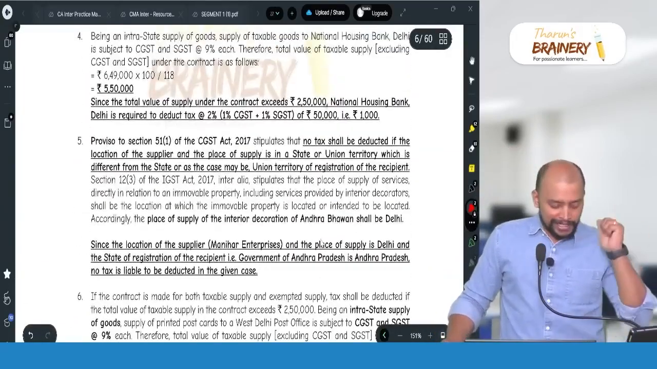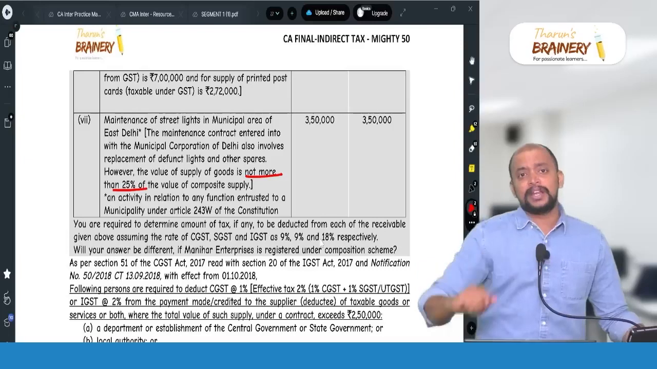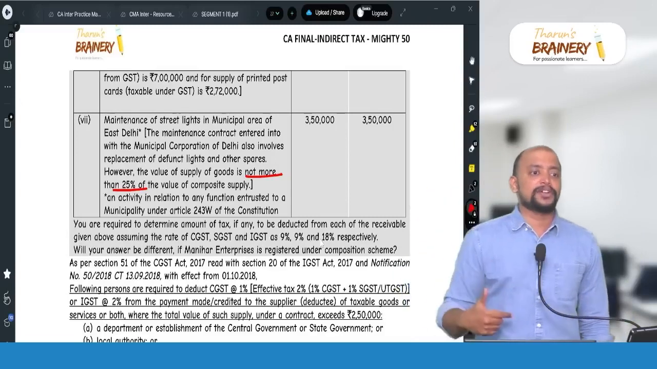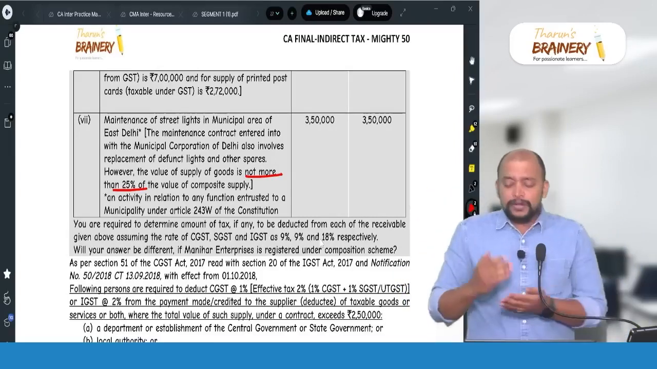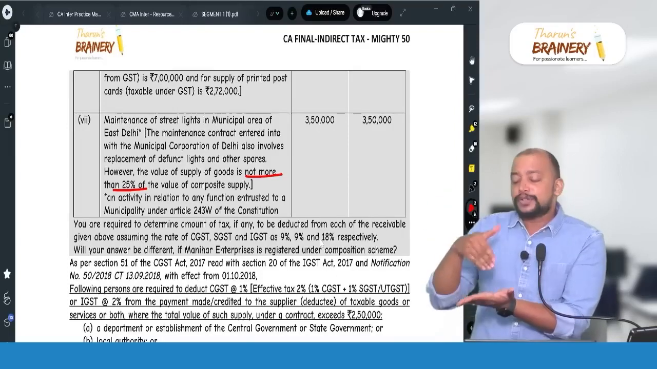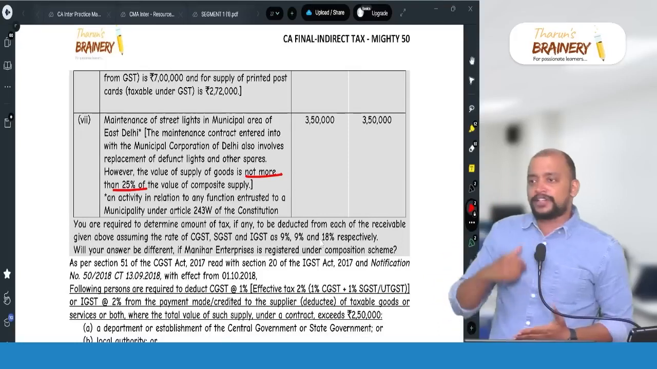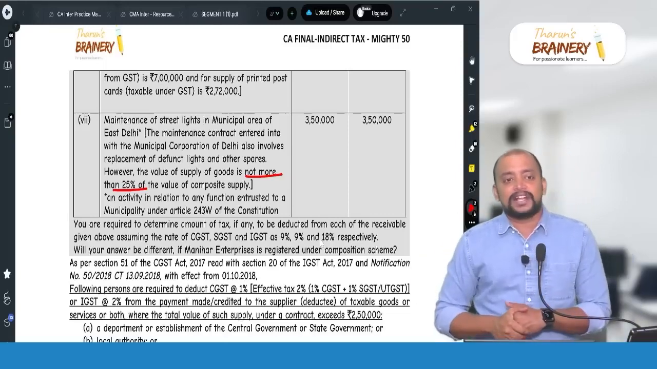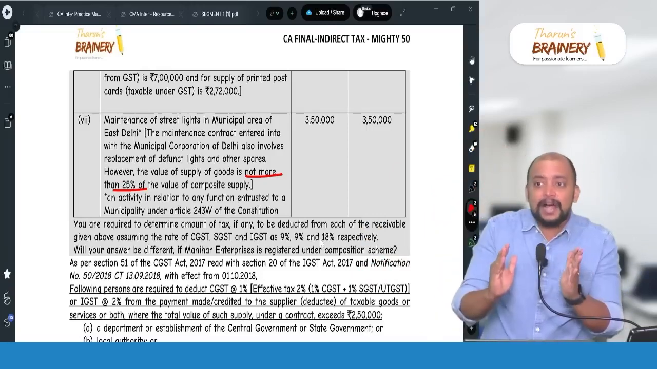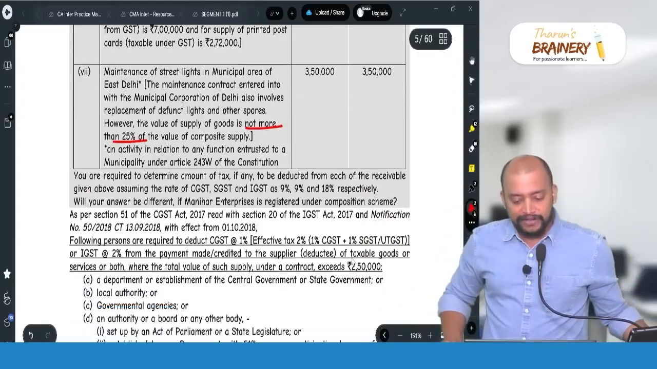And there is one point here. This particular service provided to government is exempted, but services provided to a government entity or government authority are not exempted, because there is an amendment which says that any activity entrusted to government under Article 243G or W is exempted only when you are providing it to government. If it is a government authority or government entity, it is not exempted. Will Municipal Corporation of Delhi come under government entity? No. Government means central government, state government, local authority. So, local authority also will come under government. So, Municipal Corporation of Delhi is government.